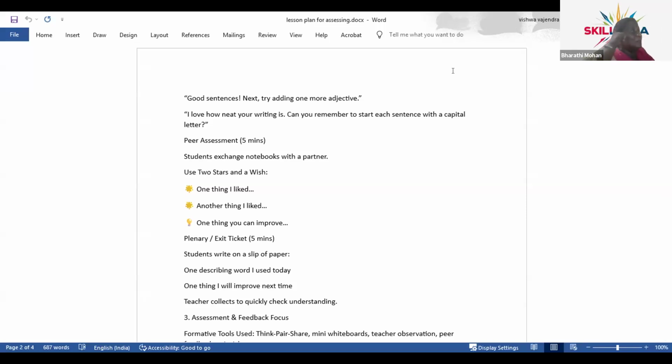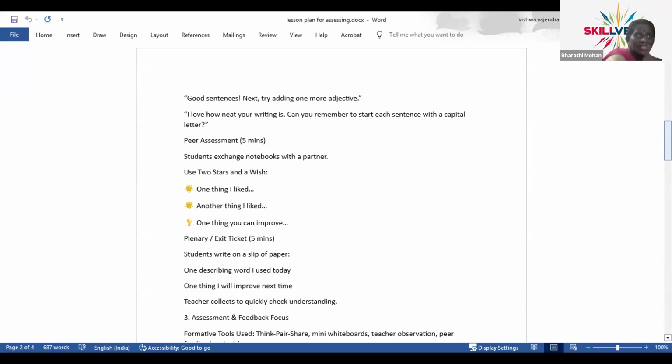So we tell them one thing I liked, and one thing I think you can improve. For class 5 or even class 3, they can write two stars and a wish. I wish you would write it neatly. I wish you wouldn't use your eraser too much, it would be more nice.